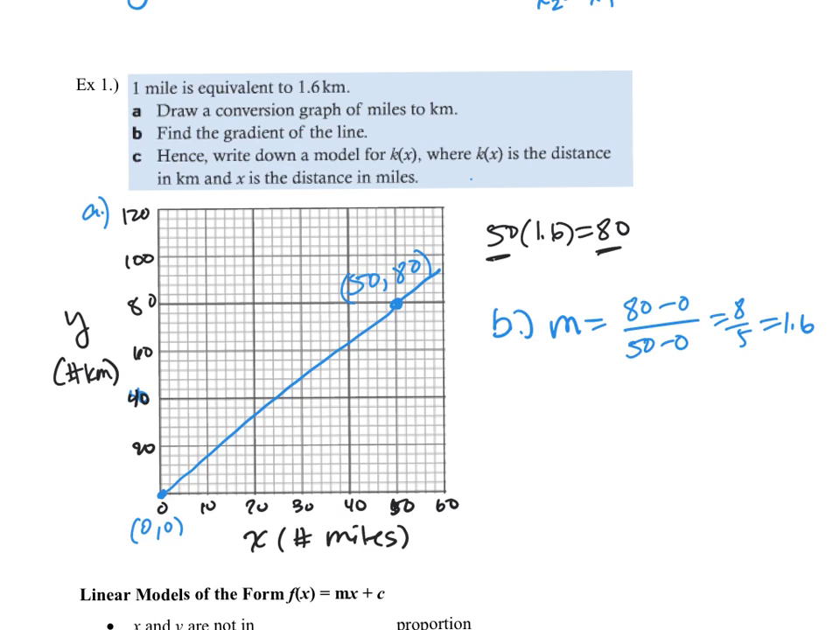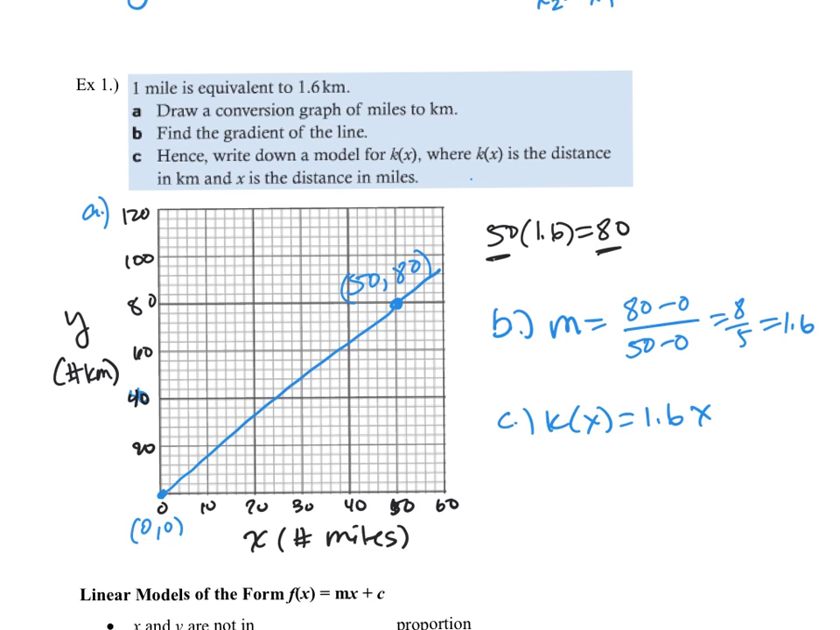All right, and then part C says, hence, write down the model for k of x, where k of x, your output, is the distance in kilometers, and x, your input, is the distance in miles. So that function, or that model, would be k of x is equal to 1.6, that's our slope, times x.